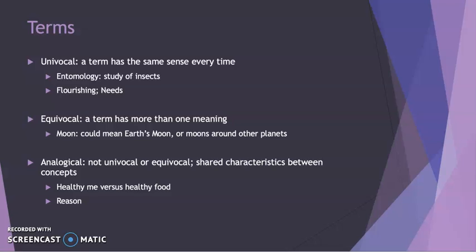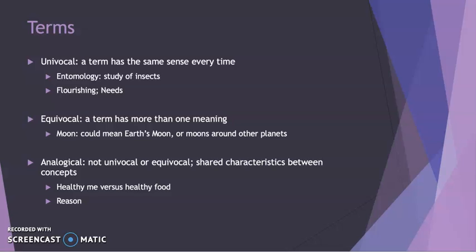Some terms are equivocal, and this is where a term has more than one meaning. So moon could be used as a name for Earth's moon, or it could be used to talk about other moons around other planets, right? In this case, moon has an equivocal meaning because it can be used in more than one way. Flourishing does not. It's univocal. It can only be used in one way according to MacIntyre.